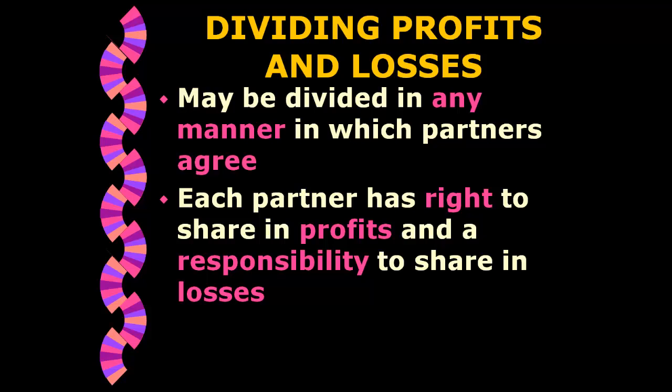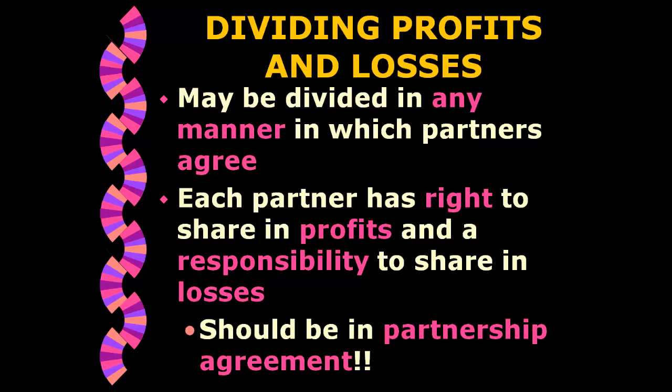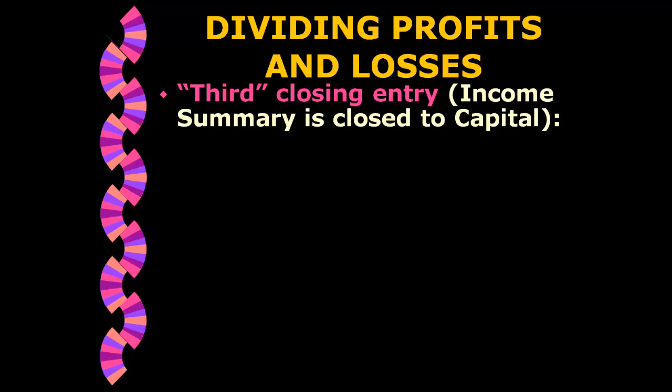They may have one method for allocating net income and a different system for allocating net loss. Each partner has a right to share in the profits of the business, but they also each have an obligation to share in any losses that the partnership should incur. Whatever method the partners choose, they need to document how they will allocate their net income and net loss in their partnership agreement, so there's no question about it later on.